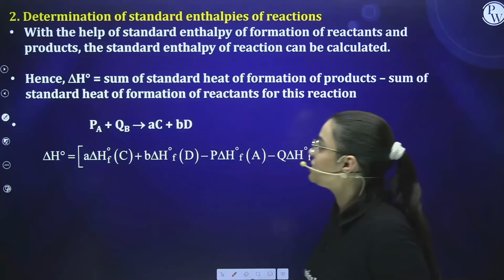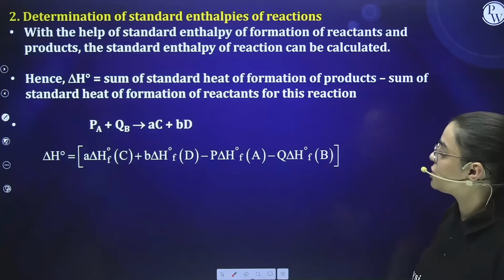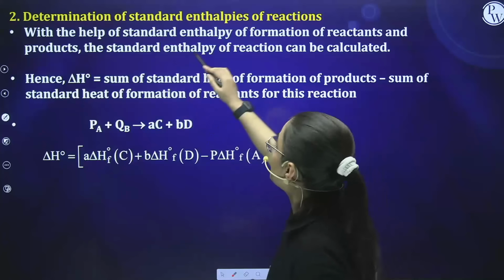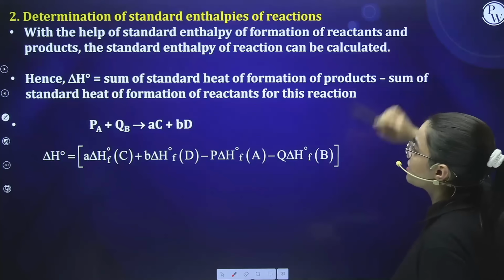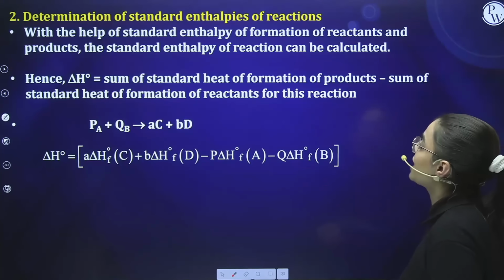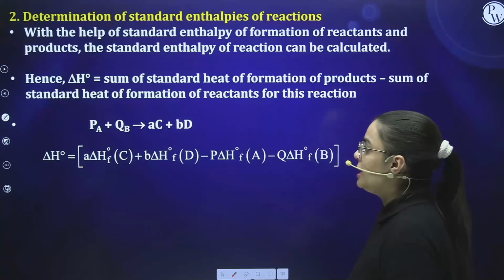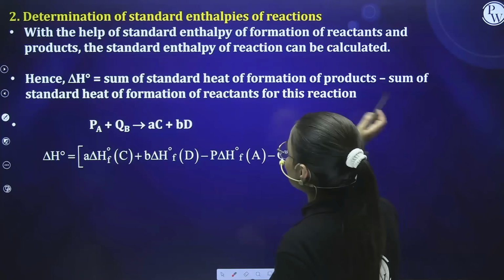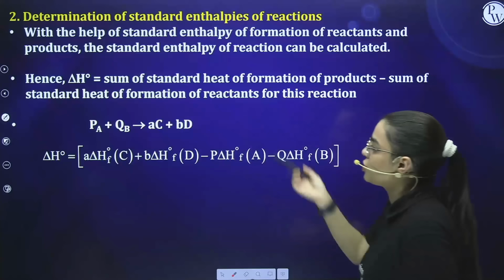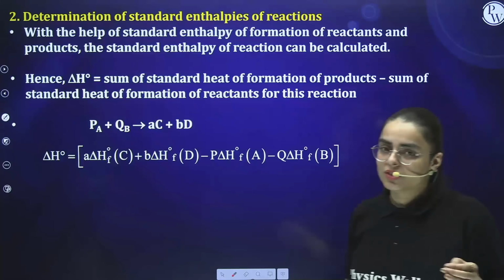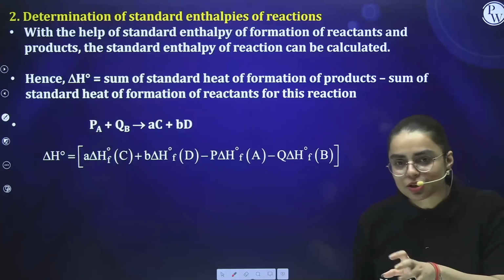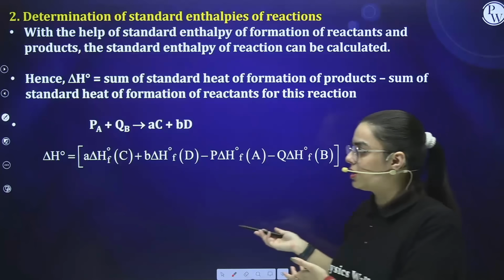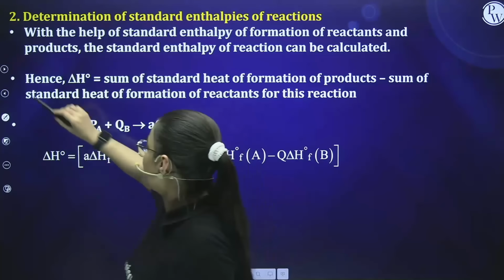Now next comes the determination of the standard enthalpies of the reaction. Hess law helps us in this also. With the help of standard enthalpy of formation of reactant and product, the standard enthalpy of reaction can also be calculated. Hence, delta H naught is the sum of standard heat of formation of product minus sum of standard heat of formation of reactant. See, we have already done in the previous case, that was HP minus HR. That means the heat content for the product minus of the reactant. It is a similar case.